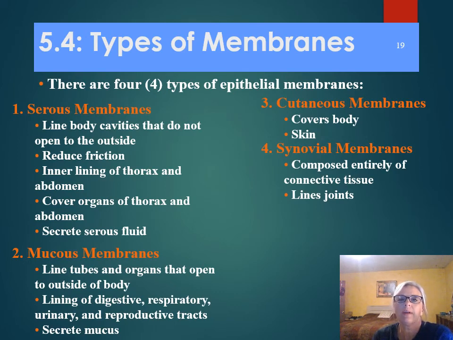So lastly here, we're going to look at the types of membranes that we have. We have 4 types of epithelial membranes: serous, mucous, cutaneous, and synovial. Membranes are basically sheets of cells. Epithelial membranes are usually composed of epithelium and their underlying connective tissues. So that's why this is kind of at the end of those two. They cover body surfaces and line cavities. That's very important. They cover body surfaces and line cavities, and we have the 4 types.